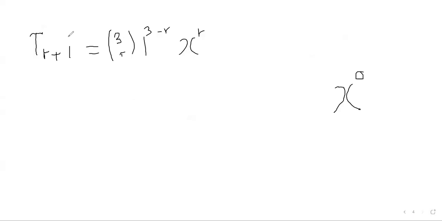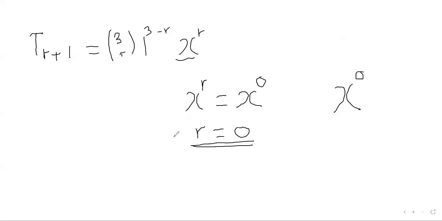After you have simplified, after you have reached this stage, please arrange all the terms that have x in them, and then equate this term that has got x to 0, because you're talking of the term independent of x. So you equate this to x to the power 0. And then when you do this, you have r equals 0. So when r equals 0, you go back to your function. It is t 0 plus 1, so it is t1.